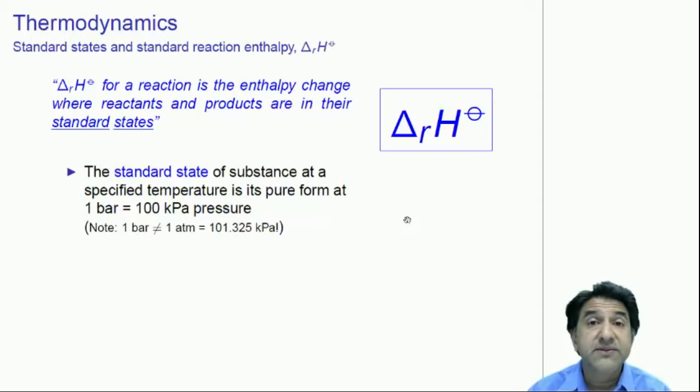The standard state of a substance is not necessarily its lowest energy form, not necessarily its most stable form. For example, carbon has two pure forms, two allotropes. One of the forms of carbon is graphite, otherwise known as soot. And the other form is a little bit more valuable, that's diamond. Both of them are forms of carbon.